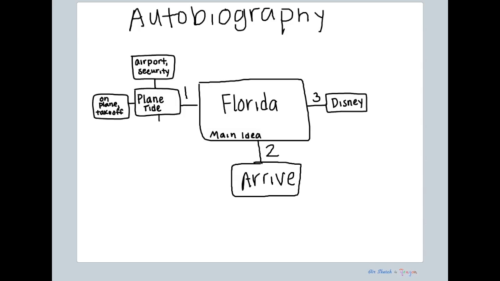The third supporting idea is going to come off of the bottom, and I want to think about one last thing that I'm going to talk about on the plane ride. So I'm going to talk about the landing. Once I have my idea down, I'm going to put a box around it. So now I have a box around the different ideas for detail number 1. We're going to move on to detail number 2 now, and that's about arriving.